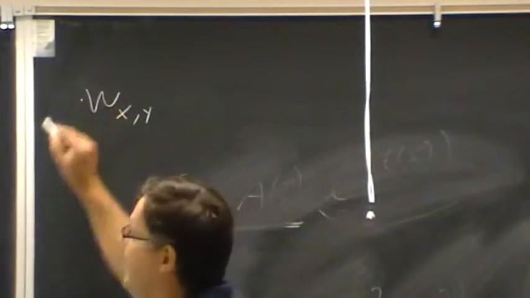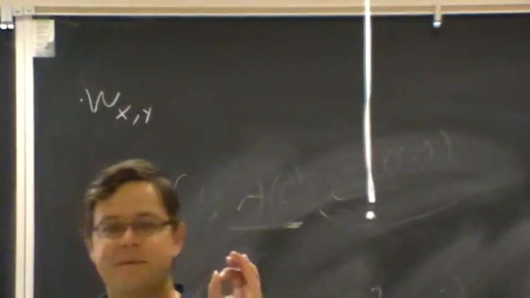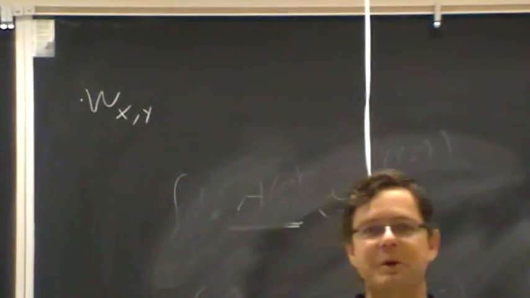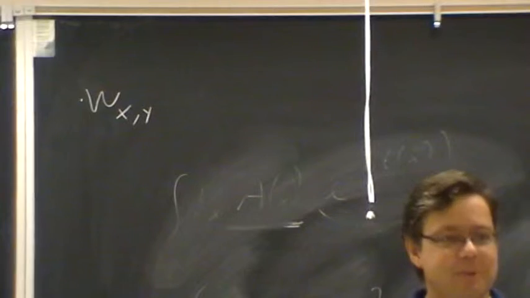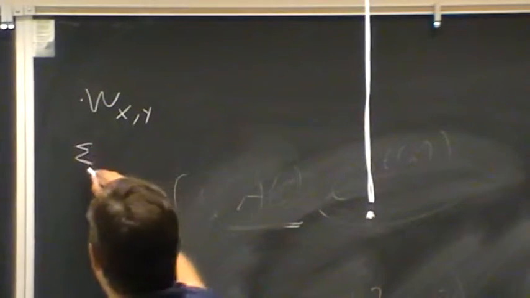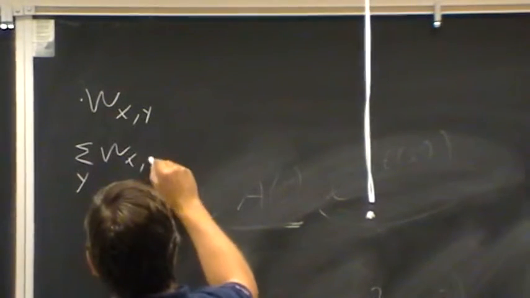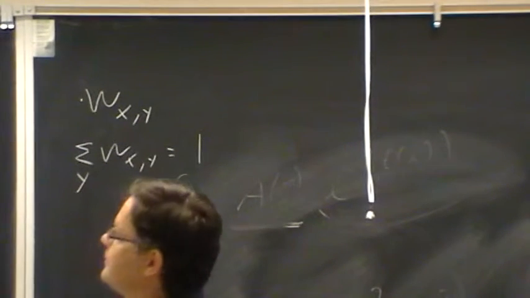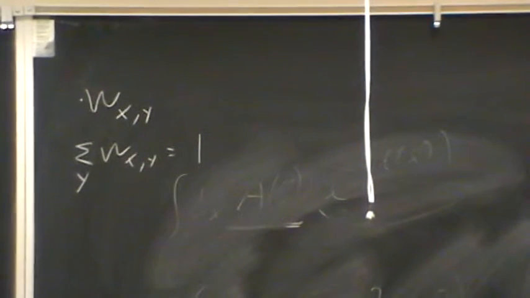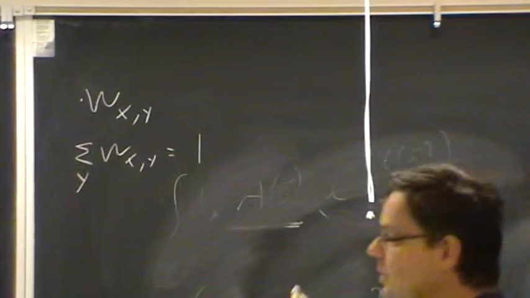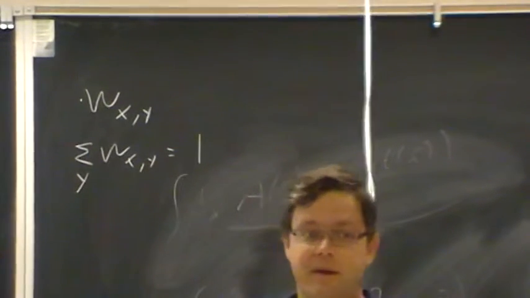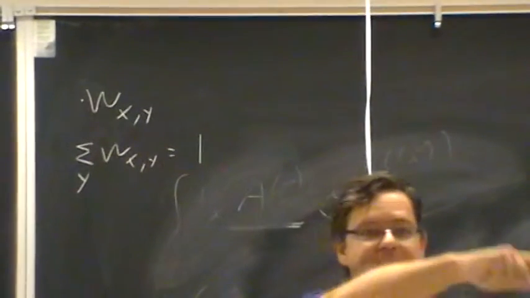Then what do I have to have in addition? The probabilities have to be normalized. The probability to go anywhere has to be 1 in total. So the sum over y of W_xy has to be 1. Next, I have to be able to reach any configuration from any other, not in one step, but in a large number of steps.